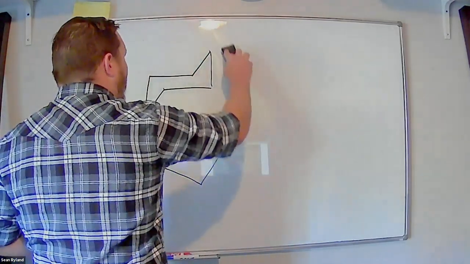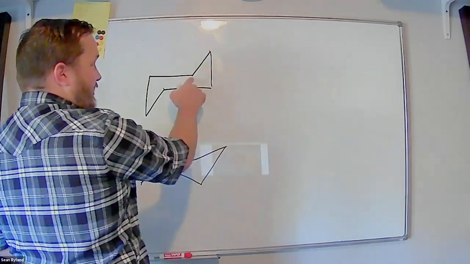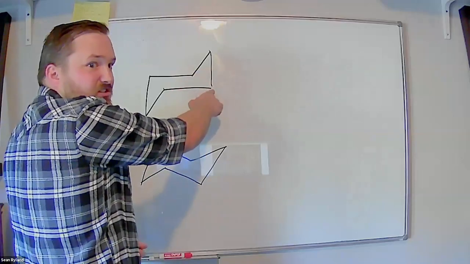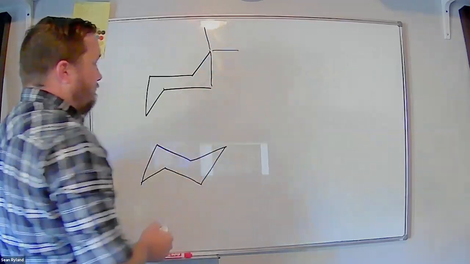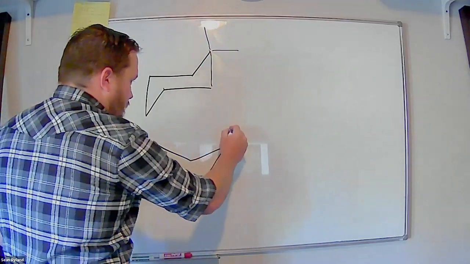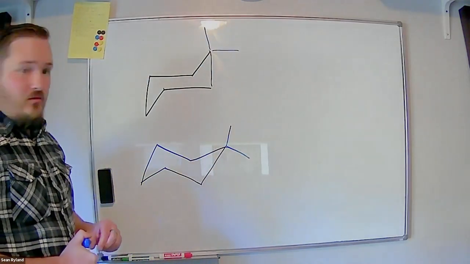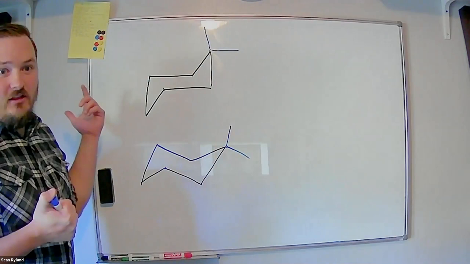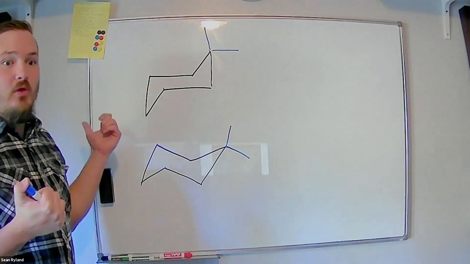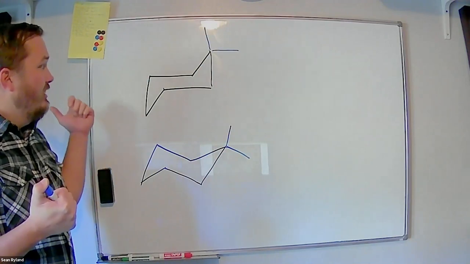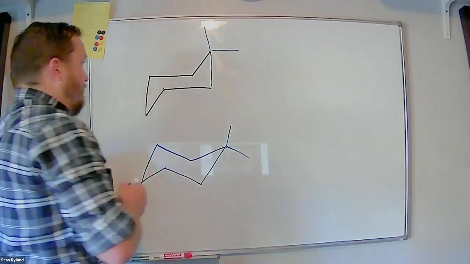Actually, let's switch the color. Because if we have going away from us, coming towards us, the last two things we want are two that are in the plane of the board, away from each other. Right, so if we're just talking about bromocyclohexane, if we're going to draw both of them as conformations, it doesn't really matter which spot we put our bromine on. So just pick one.